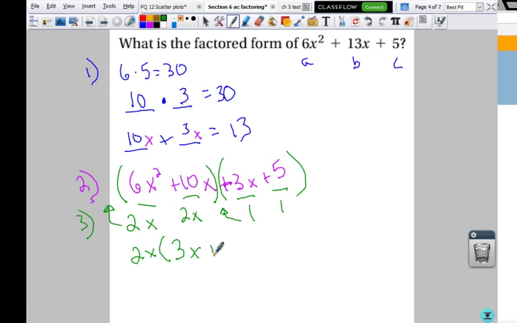Then we're going to keep going. Plus 10 over 2 is 5. And Ruben, what happens with x over x?